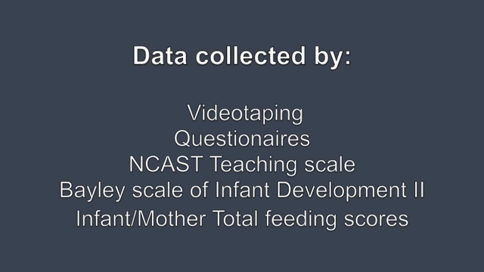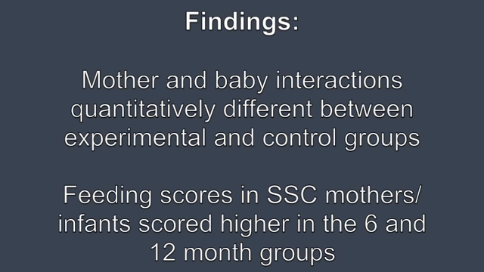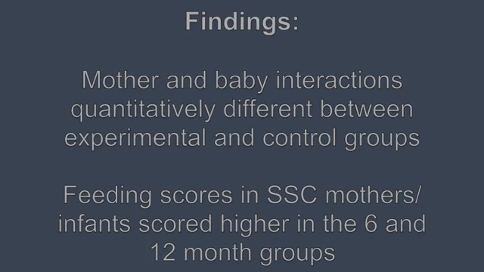The data was collected by videotaping, questionnaires, the NCAS teaching scale, the Bailey Scale of Infant Development 2, and the infant mother total feeding scores. The findings of the study were that mother-patient interaction through the first 18 months were mostly the same in experimental as well as the control group. What was noted in the feeding scores, however, was that the skin-to-skin contact mothers and infants scored higher in the first 6 and 12 months.